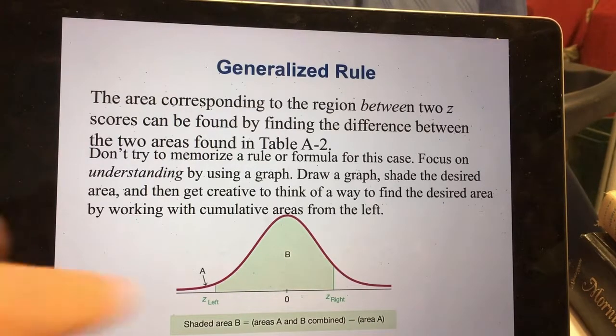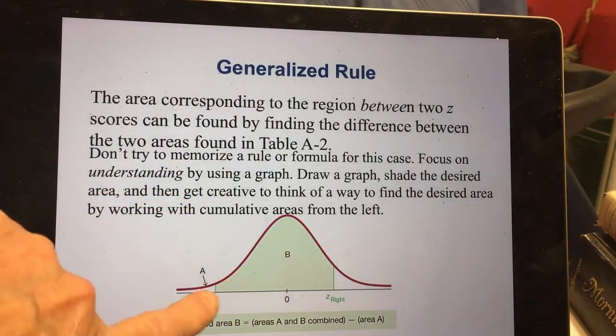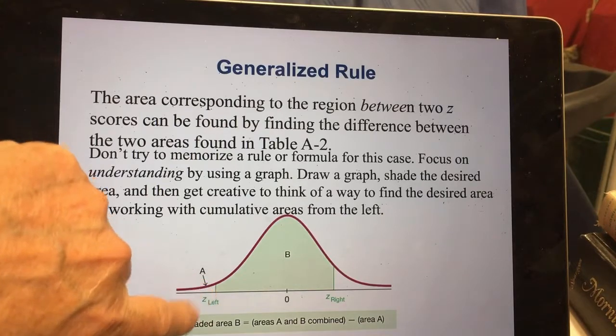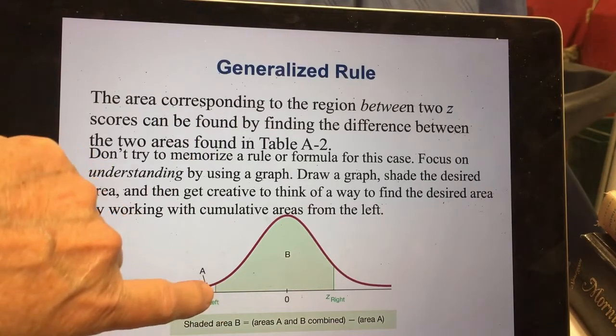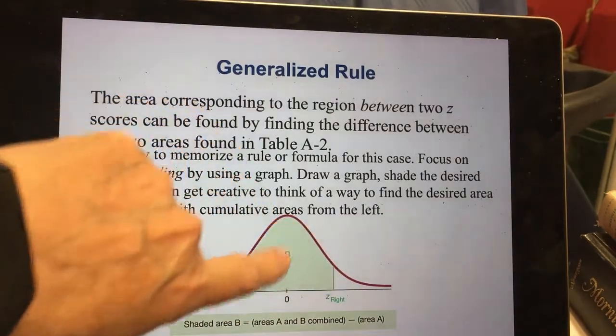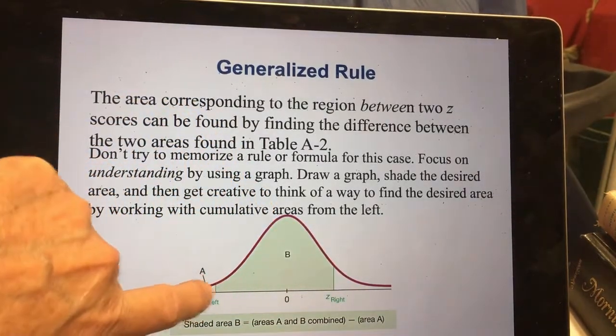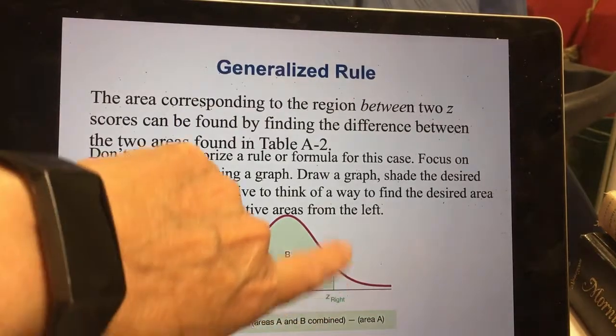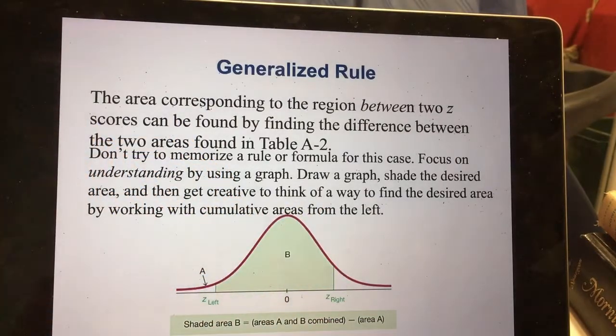So basically, if we're trying to find the area in between, and we know that when we look up this value, it's giving us the area on the left, and then we look up this value, it's giving us all of this area, including this over here. We want the area in between, so we're going to subtract them.